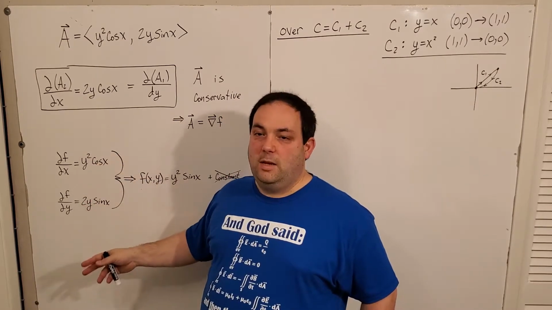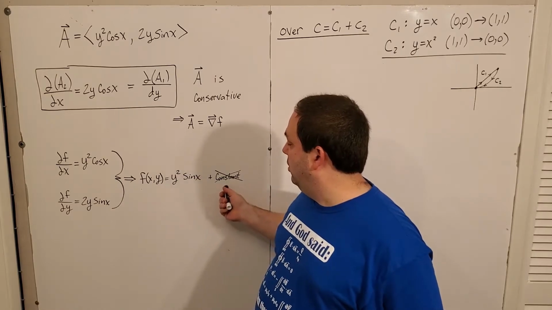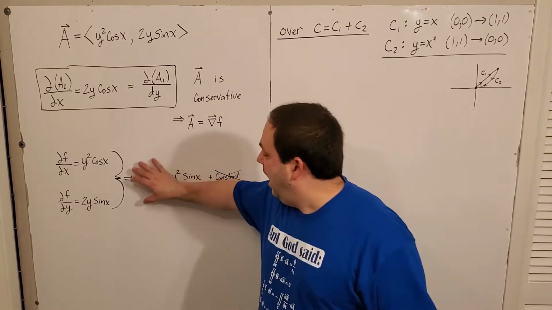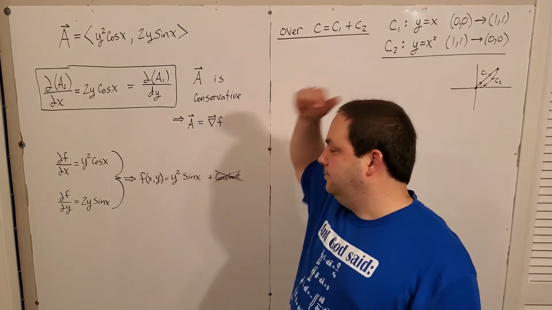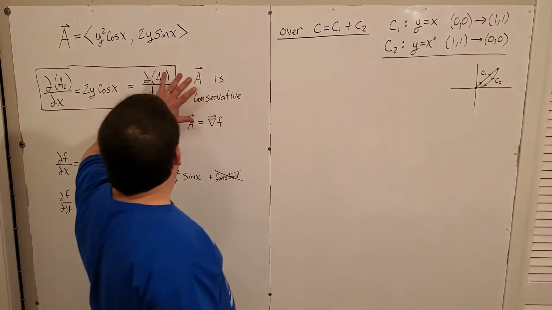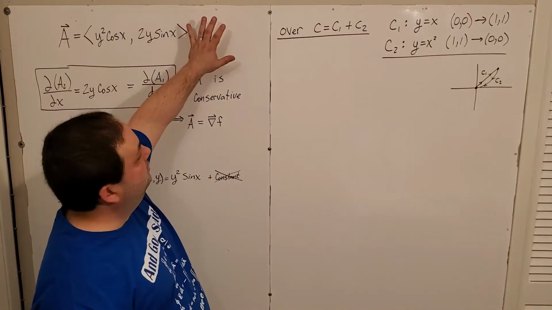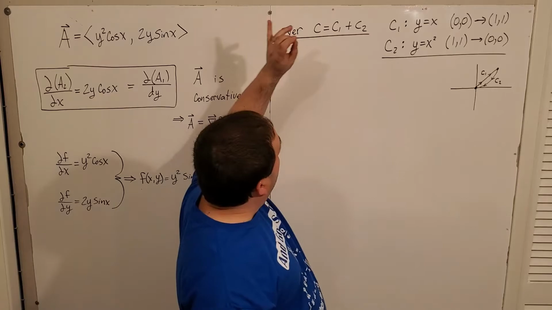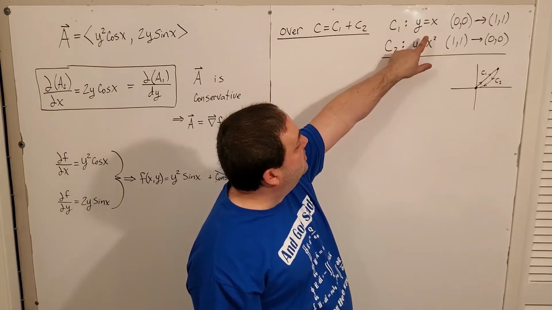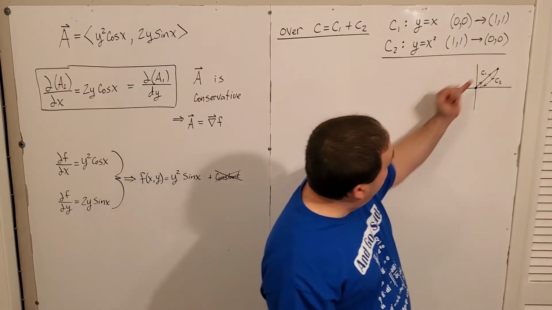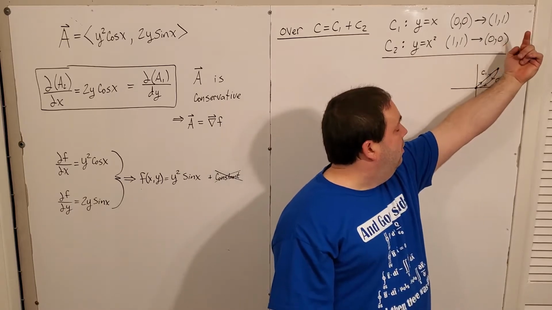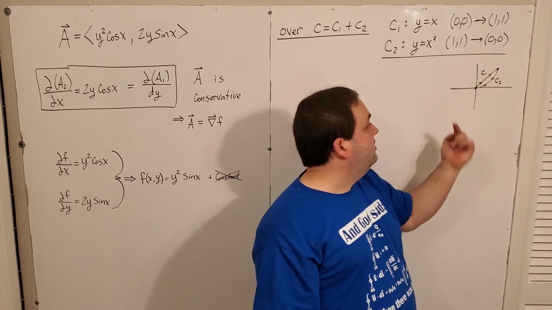Both of them give me the same thing, right? Remember, we don't need plus a constant in this particular case. So then I have my potential function here. Let's apply it now. I want to integrate on this vector field for a closed curve, again, like we did last time: the line y equals x from 0,0 to 1,1, and then the parabola y equals x squared coming back from 1,1 to 0,0.